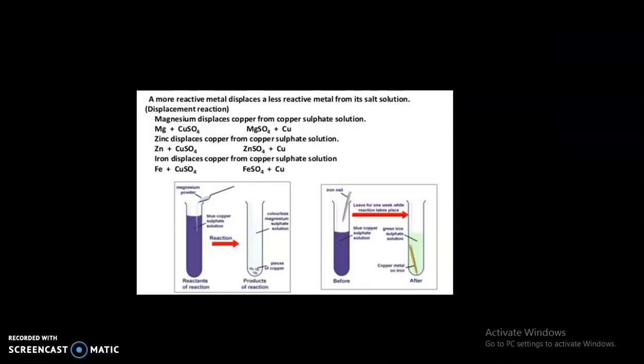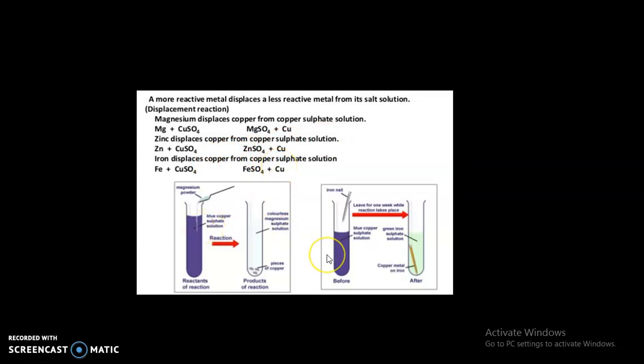And the next is, here is the reaction, as you can see: magnesium displaces copper from copper sulfate solution. Why does it happen? Because magnesium is more reactive than copper. Then zinc displaces copper from copper sulfate solution. Why does it happen? Because zinc is more reactive than copper. Iron displaces copper from copper sulfate solution because iron is more reactive than copper.